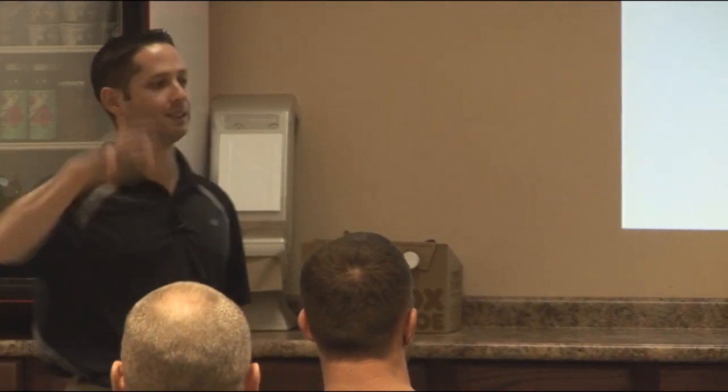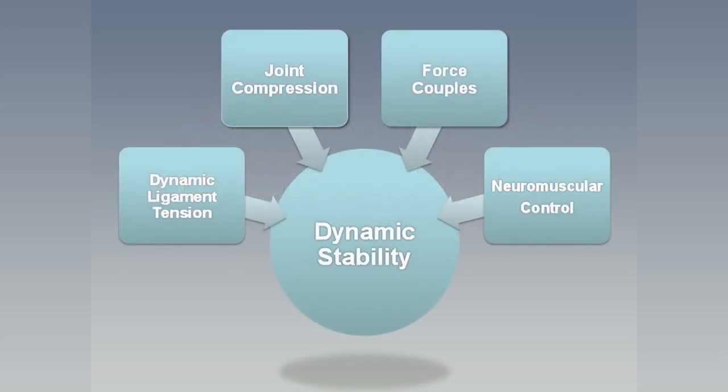So, well, now let's shift gears. Let's talk about dynamic stability now, because this is going to be how we enhance functional stability training. It's by enhancing dynamic stability. Dynamic stability is not just one thing, and it's really not just 4 things, but for the sake of this weekend, we'll talk about these 4 concepts and how they work into dynamic stability. But in no particular order: dynamic ligament tension, joint compression, force couples, and neuromuscular control.